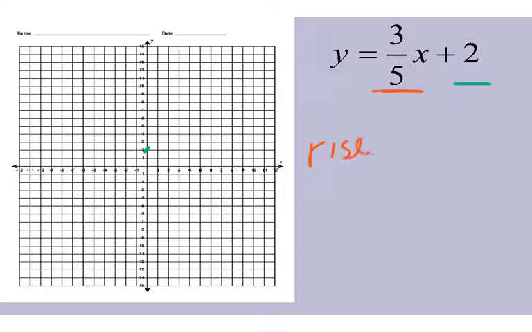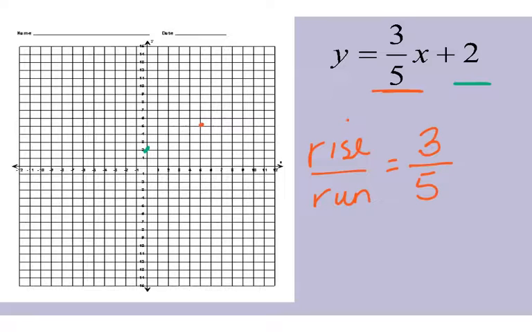Rise over run, and I see that it's positive, so that means up 3 to the right 5 or down 3 to the left 5. So my rise is 3, my run is 5. Let's plot a few points. So we go up 3 from our y-intercept. 1, 2, 3, and over 5. 1, 2, 3, 4, 5.